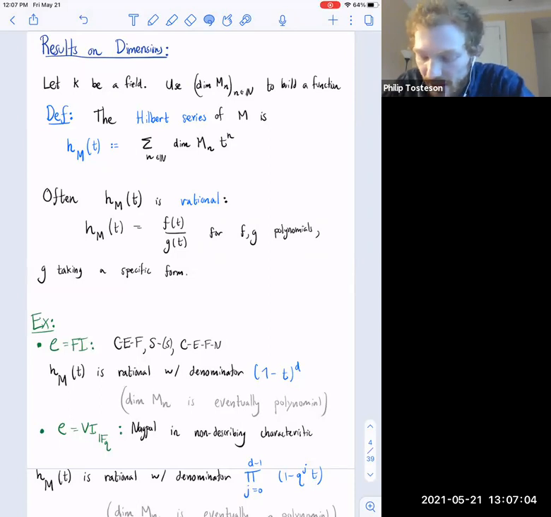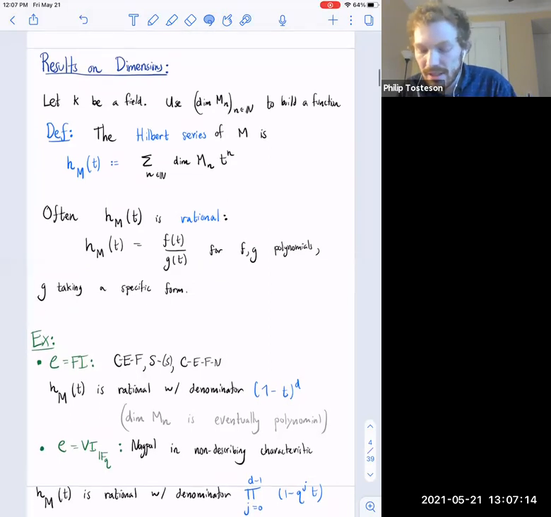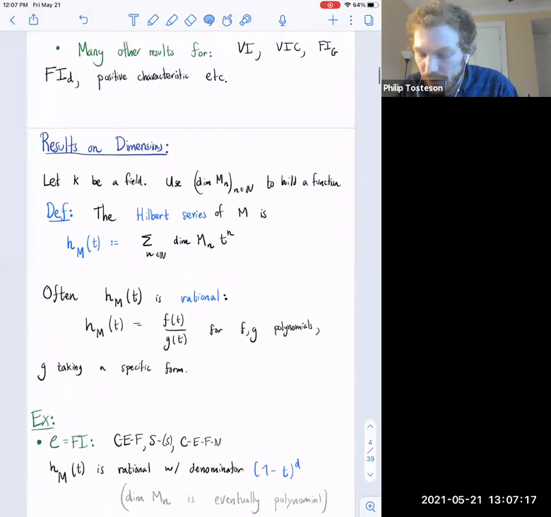The amazing thing is that oftentimes this generating function is rational. It's a ratio of two polynomials, and also the denominator has a specific form. We can rephrase a lot of our favorite results in representation stability in terms of rationality of generating functions. The classic example is C equals FI, and in that case, H_M, the Hilbert series, is rational, and its denominator is (1 minus t) to the d. This is just another way of saying that dim Mn is eventually a polynomial. It eventually agrees with a polynomial of degree d.